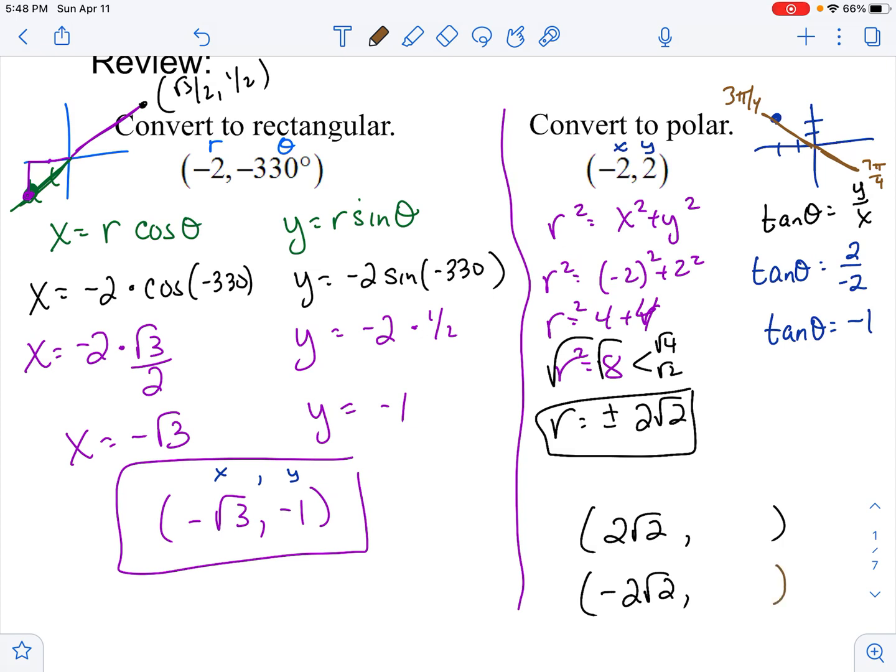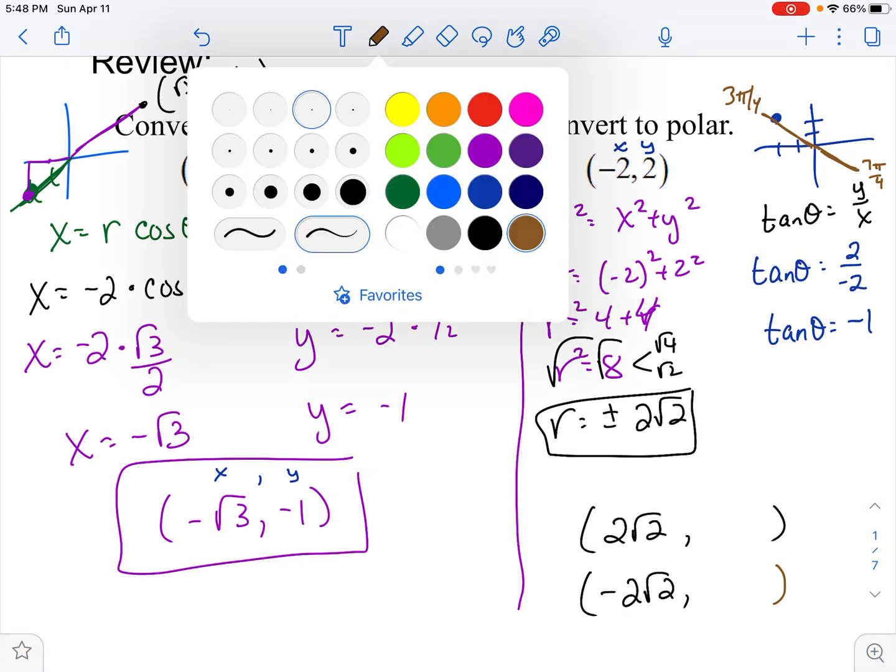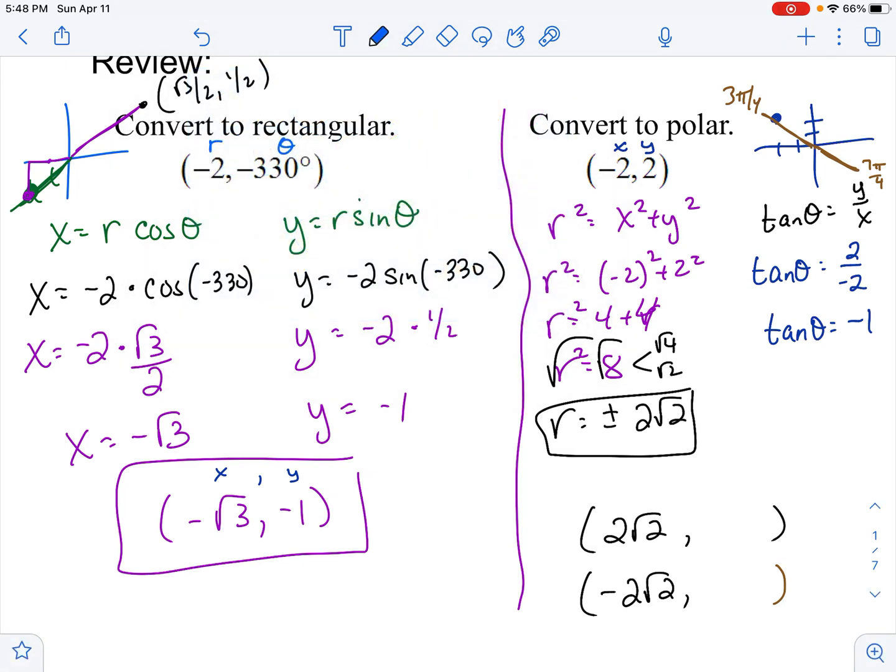All right, so again, we've got to figure out which theta goes with which r value. So if I'm rotating to positive 3 pi over 4, I have to go 2 circles out, which is a positive.